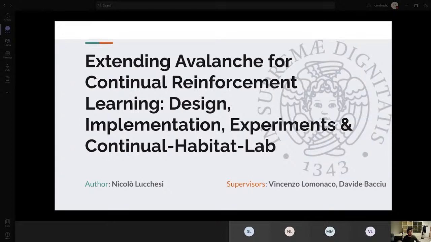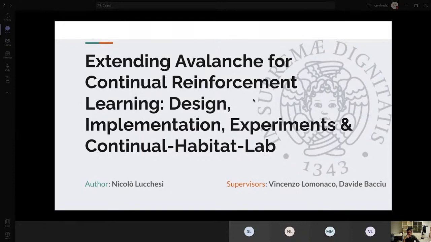Today we have the pleasure to host Nicolò Lucchesi. Nicolò recently graduated in computer science at University of Pisa, defending his master thesis about Avalanche-RL, extending Avalanche for Continual Reinforcement Learning. So I think this is quite an interesting work, since there are not many libraries around that support this kind of functionalities, so continual learning and reinforcement learning experiments. So I'm quite interested in seeing the results he got from his thesis.